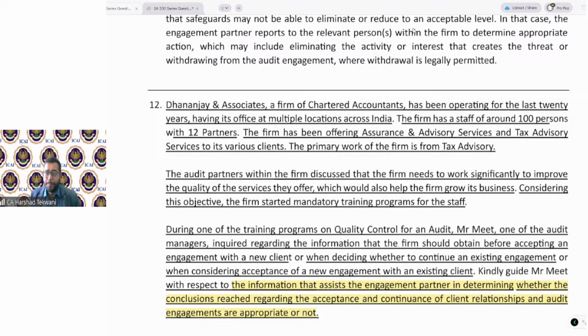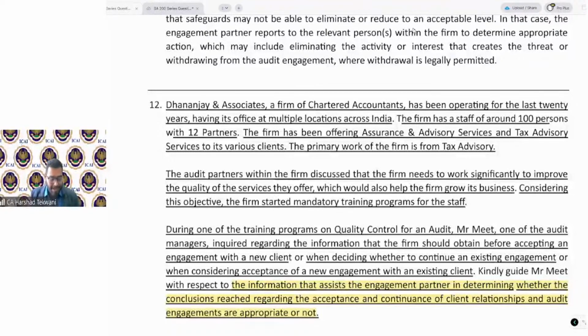I'm waiting for more answers. What information you will be looking when you want to accept or continue a client relationship before start of the audit?